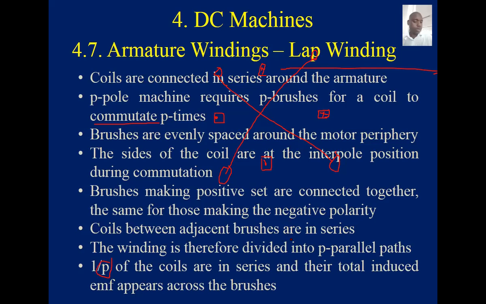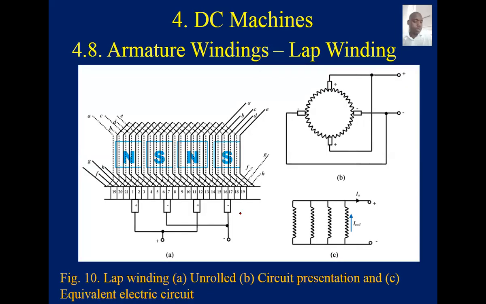If we have a four-pole machine, then 1/4 of the coils will be connected in series, sorry. And we have 4 parallel parts. That is illustrated there. So if we were to unroll a winding which is lap wound, then you will find out that the coils will be connected in series, right?